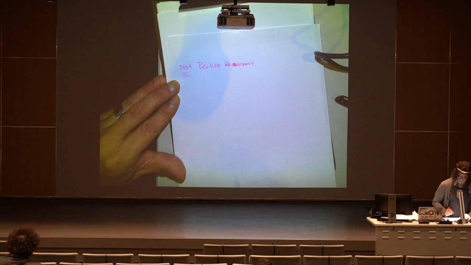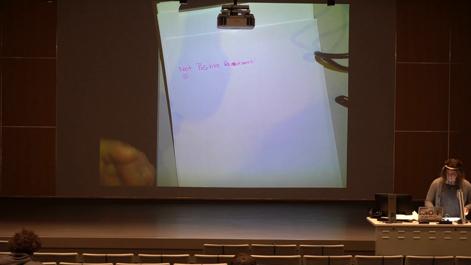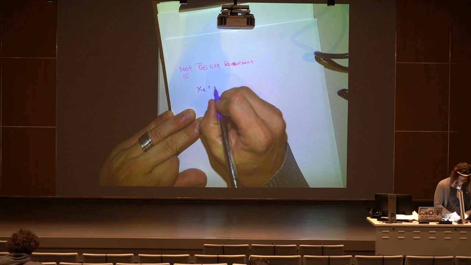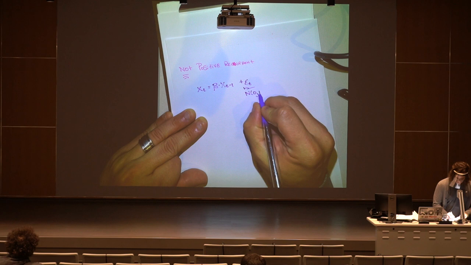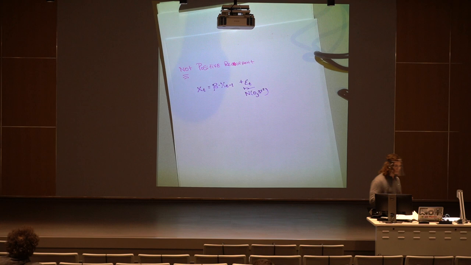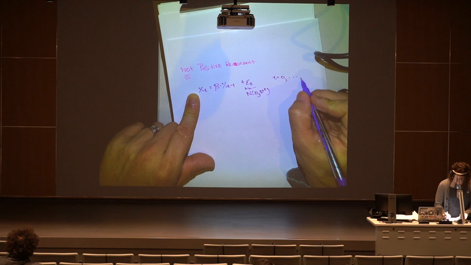This is a continuous example. You could make it discrete if you wanted to. But this is x_t equals beta times x_{t-1} plus epsilon_t. Okay, I'll make this normal with variance sigma squared. So this is just a regression model. t goes from 0 out to some cap T.